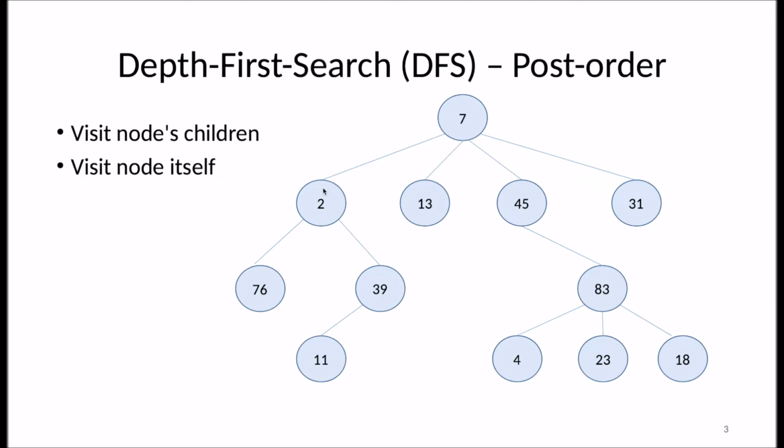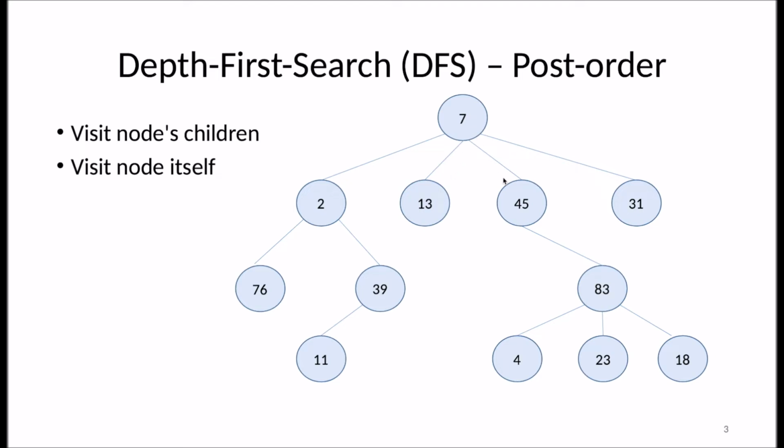We back up to 2. Now we have visited all the children of 2, so we can visit 2. We back up to 7. We have not visited all the children of 7. That means we go to 13. It's a leaf node. We output 13.